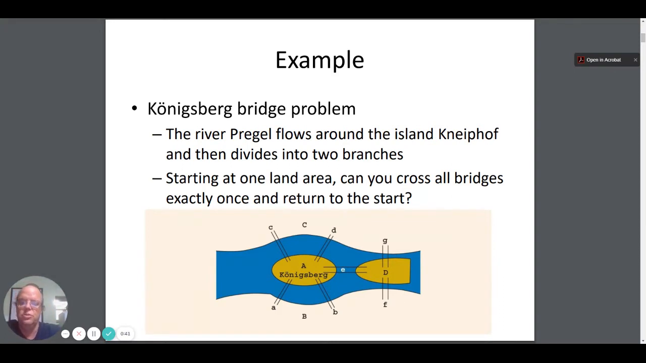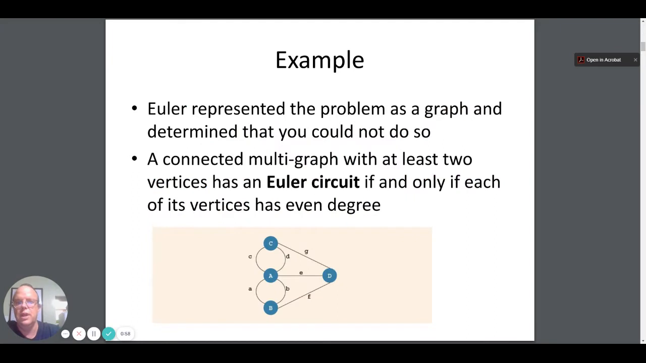And so the mathematician Euler was wondering, hey, is it possible that I could start out at, say, bridge C, walk over all seven bridges, and get back to where I started without walking over the same bridge twice? And it turns out that you can't do that because what he did was, after probably trying to walk it, or at least I would try to walk it, he represented the problem as a graph and determined that you couldn't do so because what you need here is an Euler circuit.